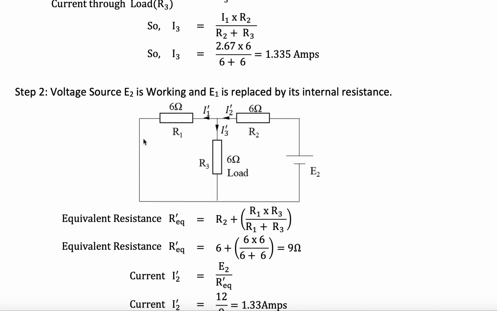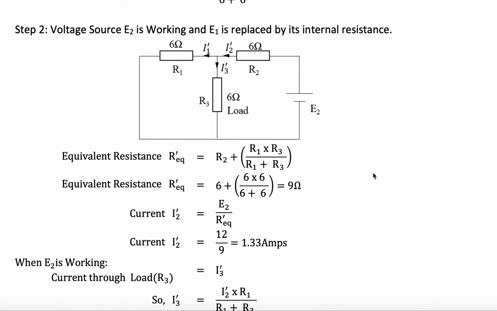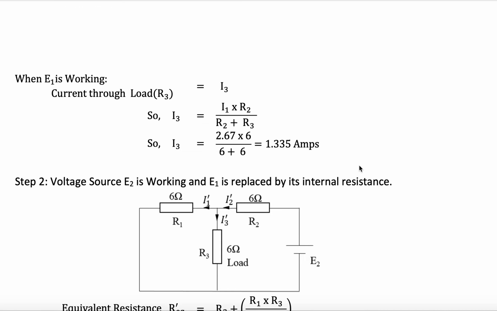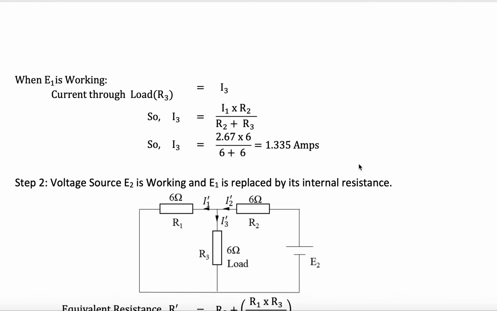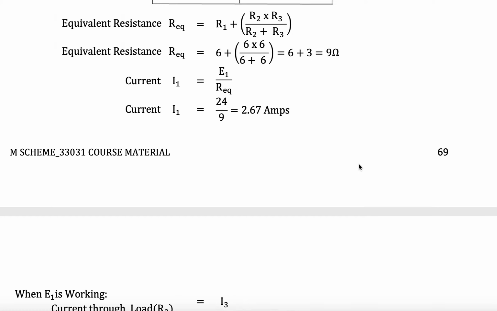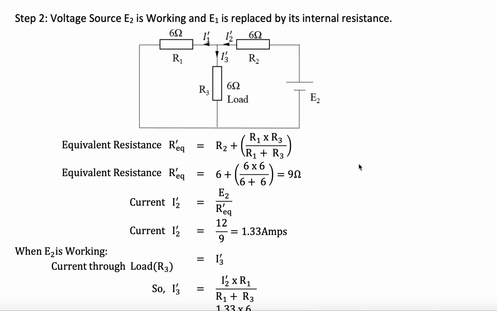Now place only E2, and replace E1 by a short, because the internal resistance is 0. Now I3 dash is I2 dash into 6 by 6 plus 6, that is 6 by 12, half. So I2 dash by 2 is I3 dash. What is I2 dash? This 3 plus 6, the total resistance, is 9. So E2 by 9 is I2 dash. What is E2? E2 is 12, I guess. Yes, E2 is 12. So 12 by 9 is I2 dash.